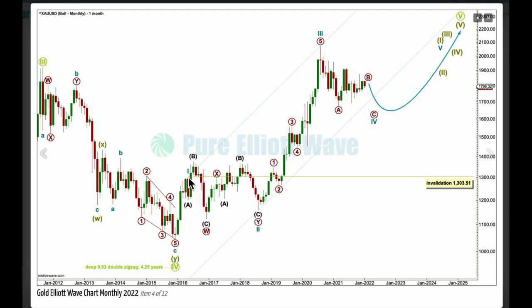Cycle 1 has to be seen over here. You can't see it over here because that would be a 3-wave structure and it's obviously not part of a diagonal. So if it's over here, then cycle 2 fits as a double flat.